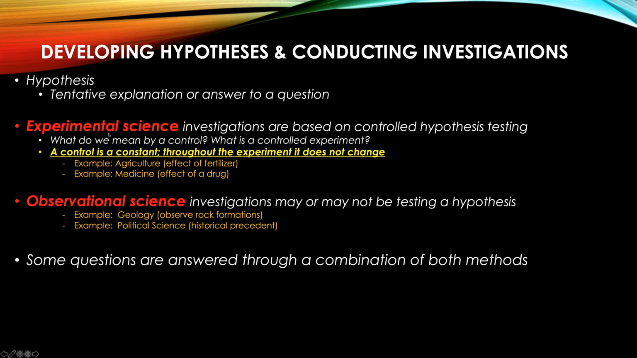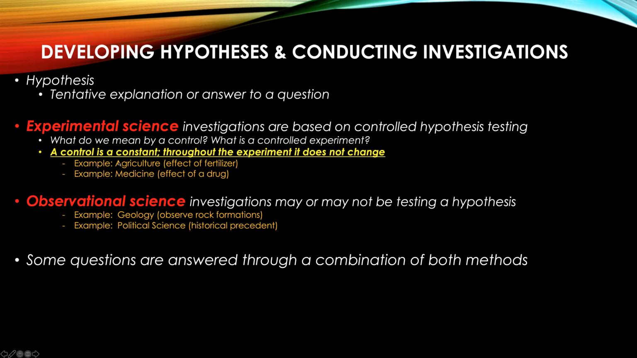So we have experimental science and observational science. Experimental science investigations are based on controlled hypothesis testing. Underline controlled. What do we mean by a control? A control is a constant. So throughout the experiment, it does not change.